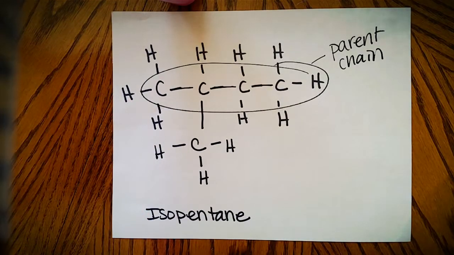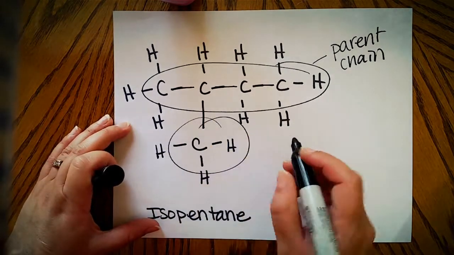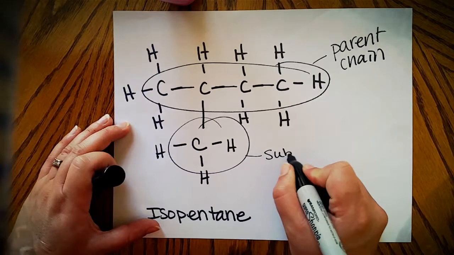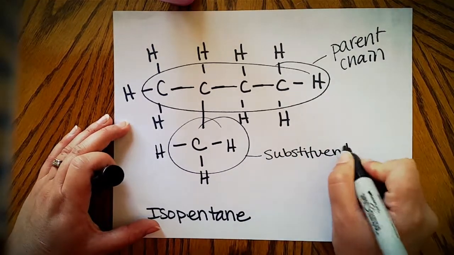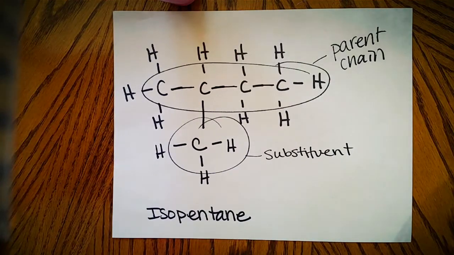And anything sticking off of the parent chain is called a substituent. So this would be a substituent. Okay, that's the branch sticking off. So the name of this molecule is called isopentane. The pentane part comes from the fact that there are 5 total carbons.